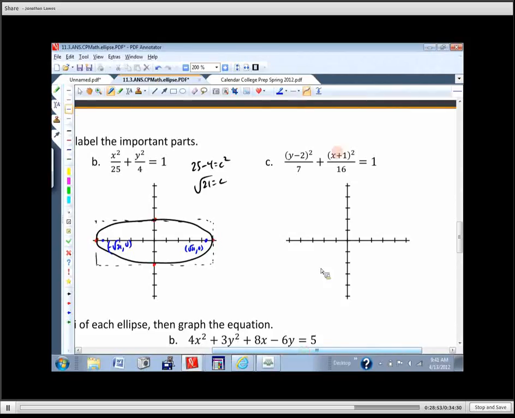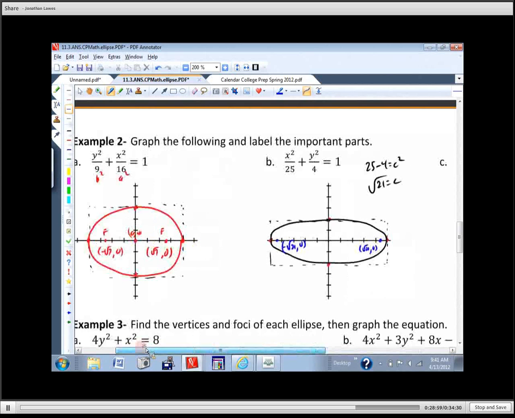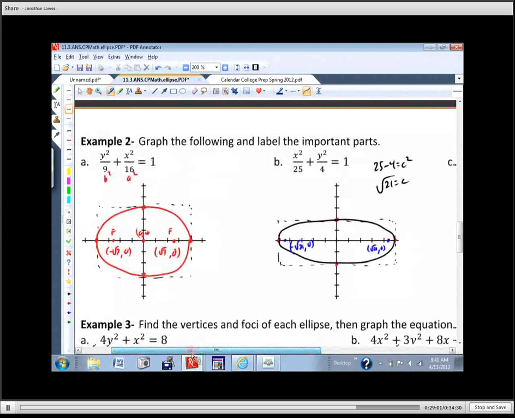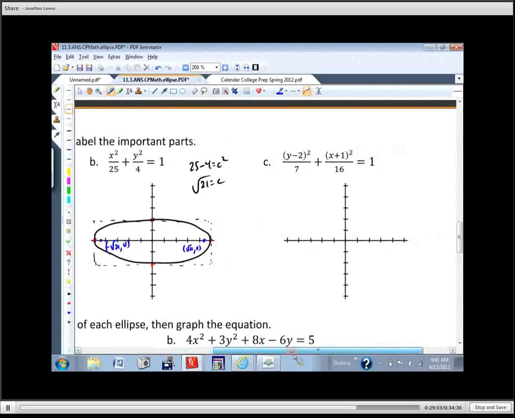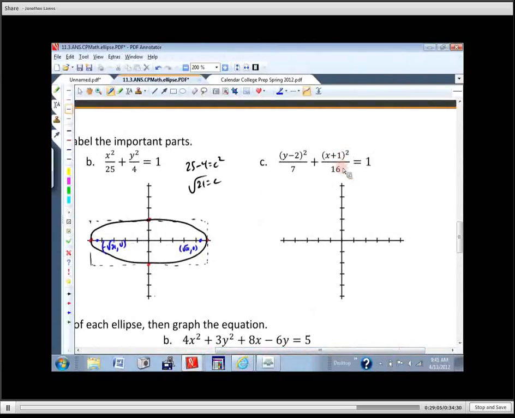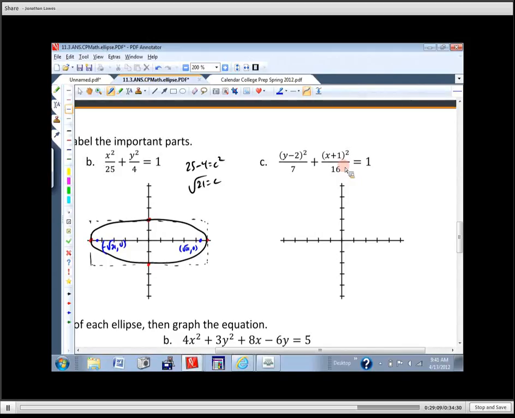Okay, let's take a look at this one right here. Oh, rats. I should have done these a little bit differently. Bigger? Yeah, bigger's better. Oh, the graph's bigger? Then it'd be like 2 sheets of paper.